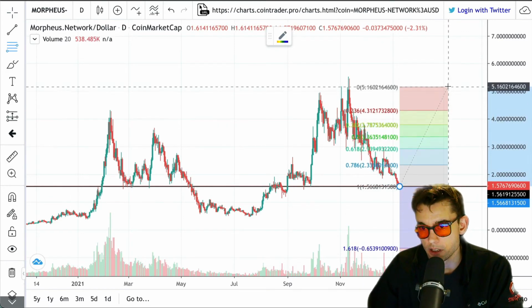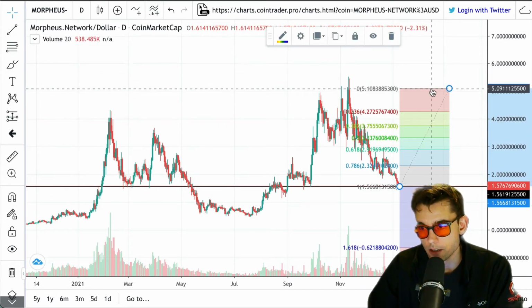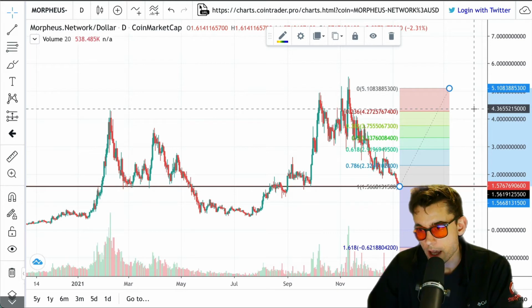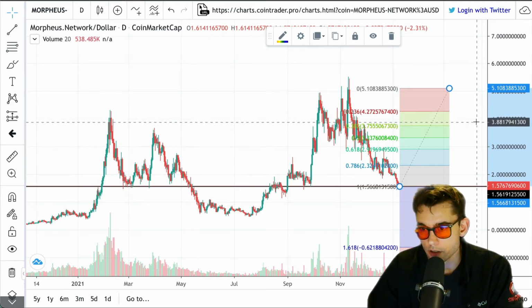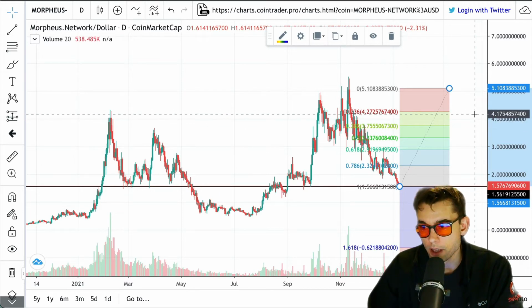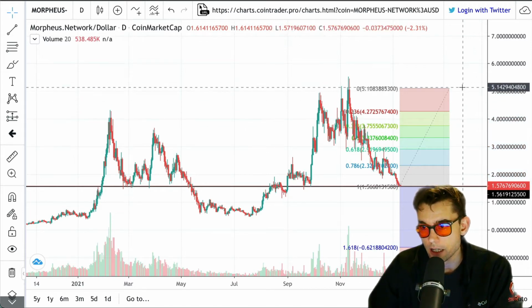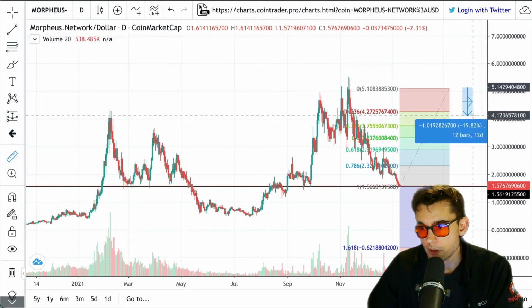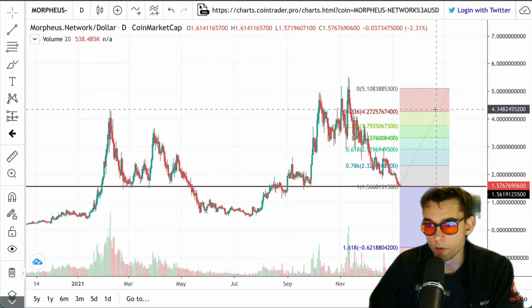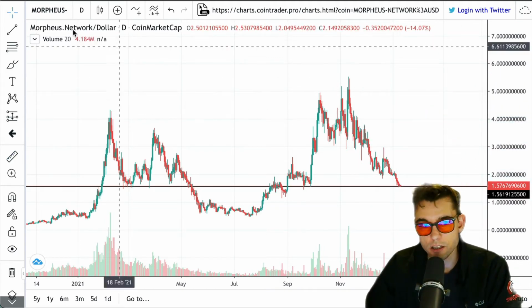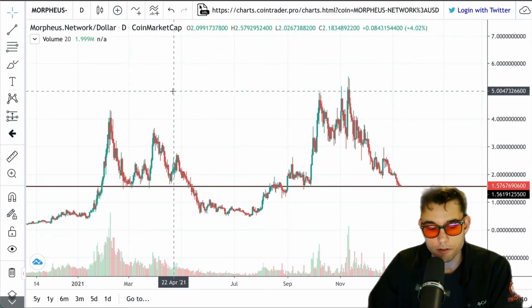If this happens to be the bottom and this happens to be the top, I'll sell it around $5, and I'll aim to rebuy it back probably around $4, and that should give me an extra 20% more Morpheus Network than what I had before. So that's going to be my game plan for Morpheus Network.